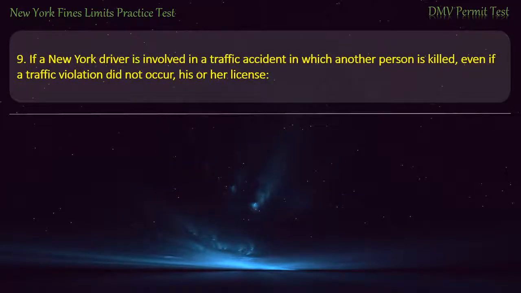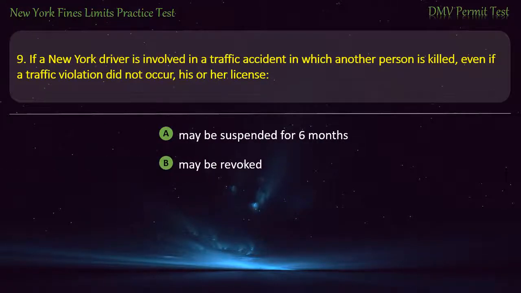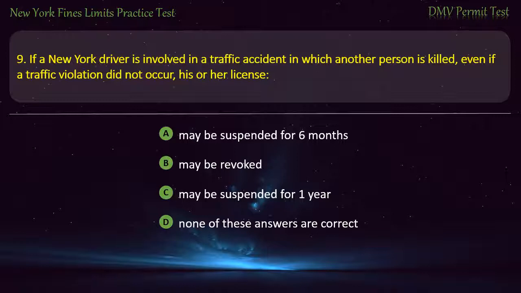Question 9. If a New York driver is involved in a traffic accident in which another person is killed, even if a traffic violation did not occur, his or her license may be suspended for 6 months, may be revoked, may be suspended for 1 year, none of these answers are correct. Answer: May be revoked.